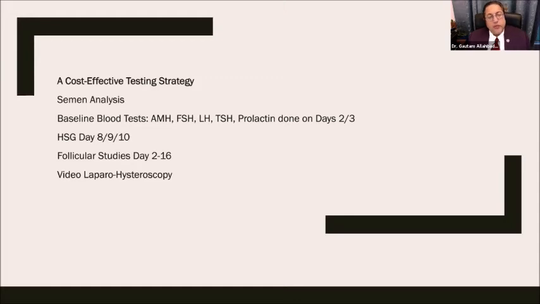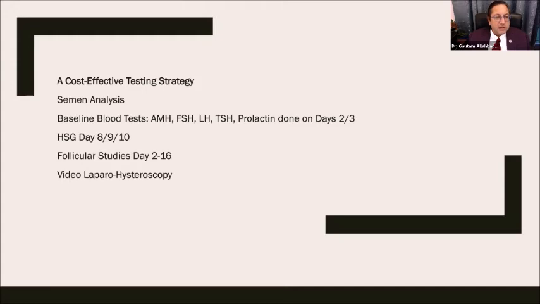So this second group of tests is essentially to tell us if the eggs are healthy, if the eggs are being produced every month, and what is the quantity of eggs remaining in the female partner's body. And HSG is a hysterosalpingogram. It's a over 100-year-old investigation, but it's still the gold standard. It's done on day 8, 9, or 10 of the menses. You can't do it during the menses. It's an objective documentation of the integrity of the uterine cavity and the integrity of the fallopian tubes.